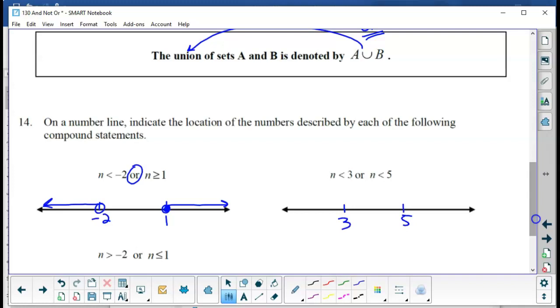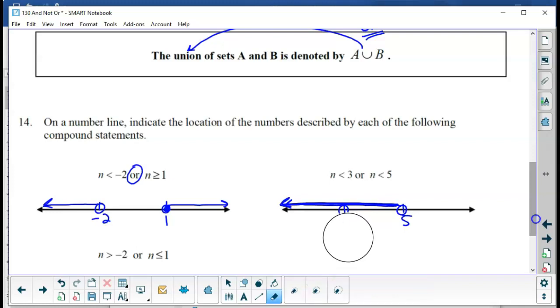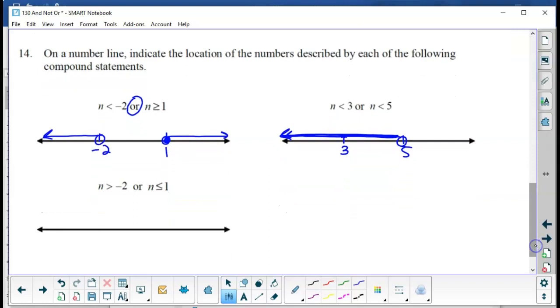3, 5. n less than 3 or n less than 5. Okay, so in this case, it's really n less than 5 that wins out. It's this whole thing here. Okay, so you don't even need to leave an open circle there. So I'd actually erase that. It might get confusing if you put an open circle. All right, it's everything less than 5.